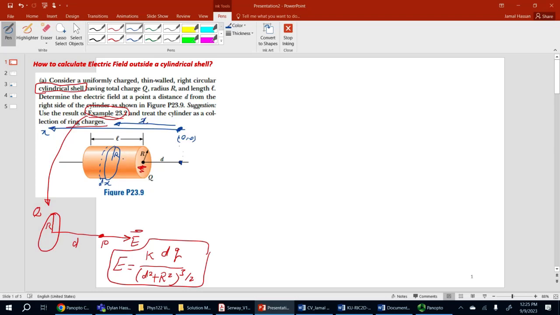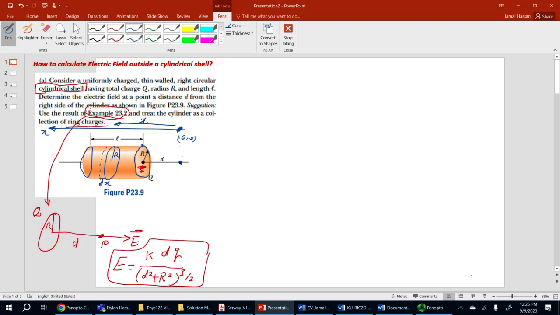The piece next to it, you see that x keeps changing. Actually, x changes from the first piece, which is located somewhere here. The first ring is located here, so x is equal to d. And the last piece is located at the very end of the cylinder, which is d plus L.